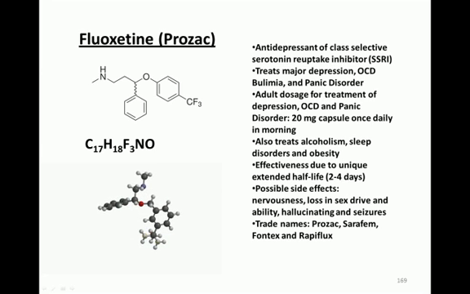Fluoxetine. It's an antidepressant of the class SSRI. It treats major depression, obsessive compulsive disorder, bulimia, and panic disorder. Trade names include Prozac, Seraphim, Fontex, and Rapaflux.